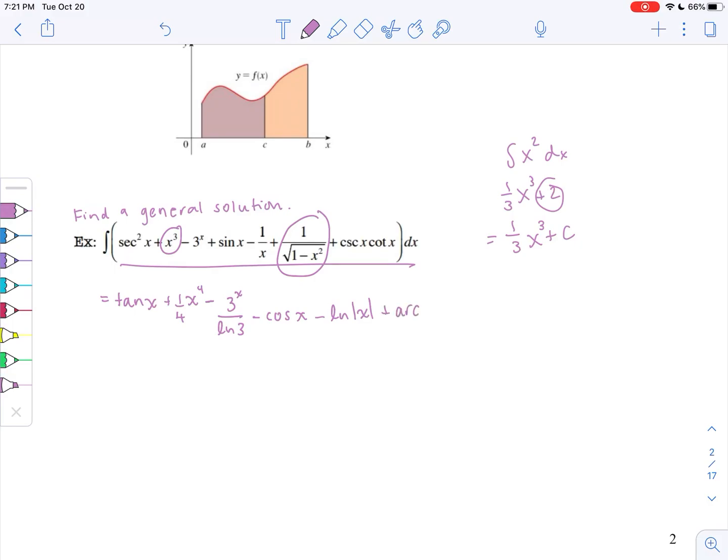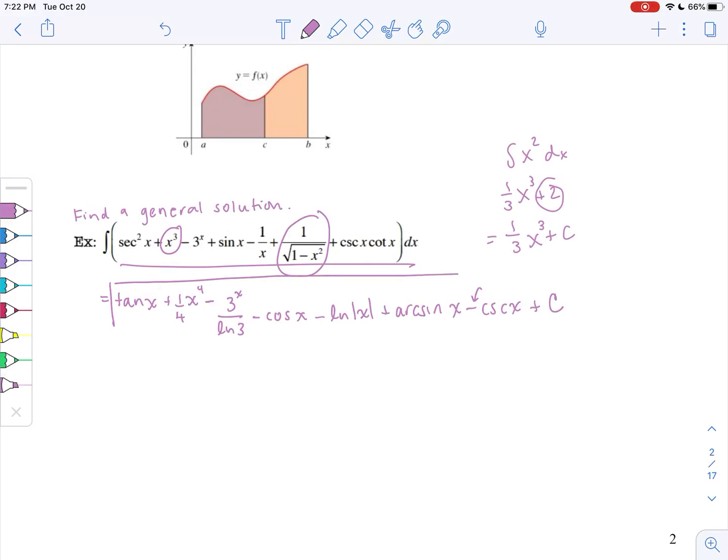But the derivative of arc sine would get me 1 over square root of 1 minus x squared. And lastly, cosecant cotangent, the derivative of negative cosecant of x would get me cosecant cotangent. And since it's positive, I want to make sure I include the negative here to undo the fact that it's normally negative, and negative times a negative would be positive. And then at the very tail end, we don't forget to include the plus c.